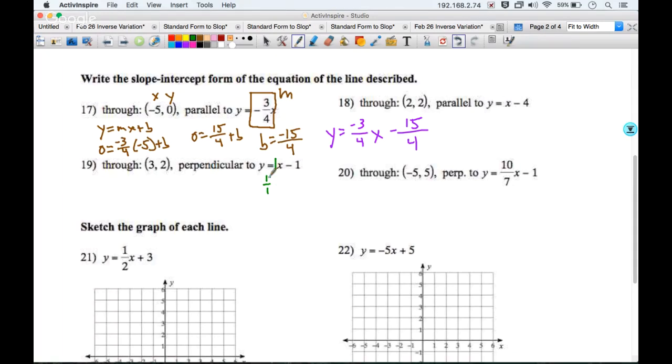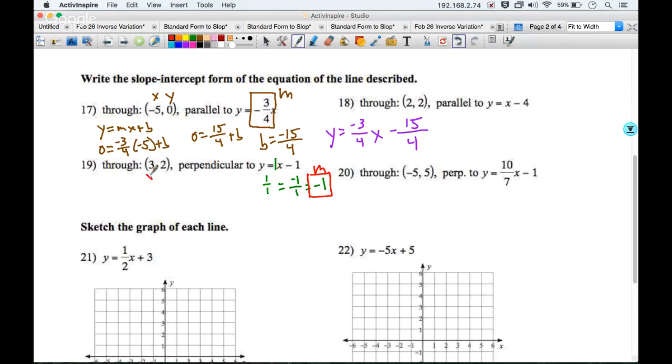And the opposite reciprocal slope here, I flip that upside down and make it negative, would be negative 1 over 1 or just negative 1. So 1 and negative 1 are opposite reciprocals. This is just a long way of proving that. A check for that is that they should multiply to be negative 1, and 1 times negative 1 definitely multiplies to be negative 1. So I've got my slope m.